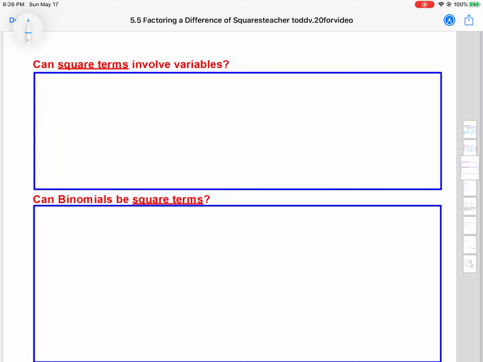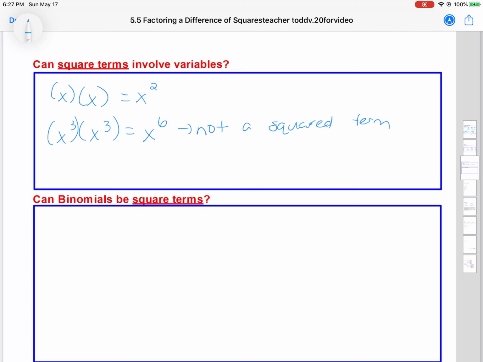Can a square term involve variables? Sure they can. The only weird thing is that when you multiply terms together, you add the exponents. So x times x, adding the exponents, is x squared, and you can square root that. When you do something like this, though, you have to be careful, because that's x to the 6, which is not a squared term. But usually you're going to see a term that has x squared in it, so it's pretty obvious that it's a squared term.